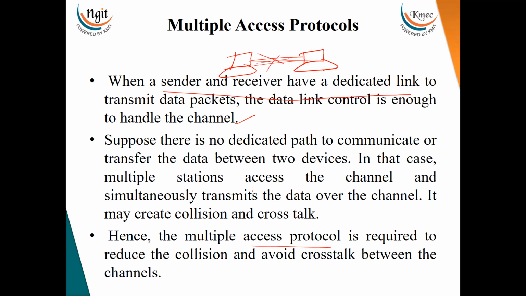In a general manner, I'll explain here. Whenever we have a communication between the client and server, or sender and receiver, if we have a dedicated link, then the transmission will be simple. But if there is no dedicated path for the communication, then we may have multiple stations for the transmission of data. Here the multiple access protocol is required to reduce the collision and also to avoid the crosstalk.